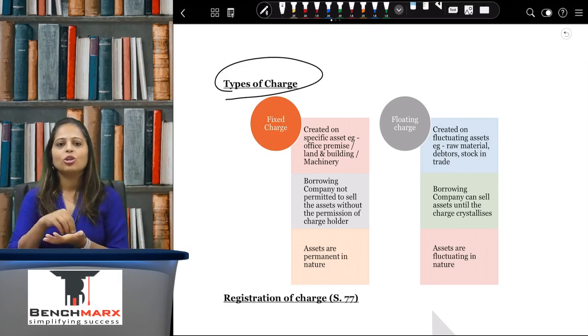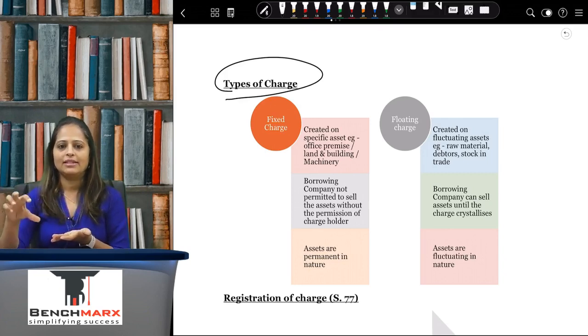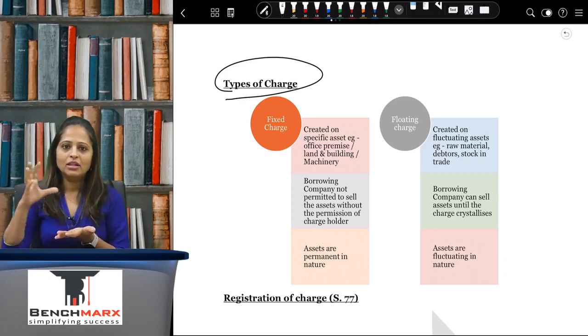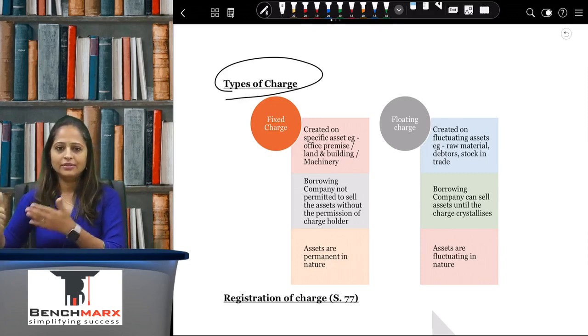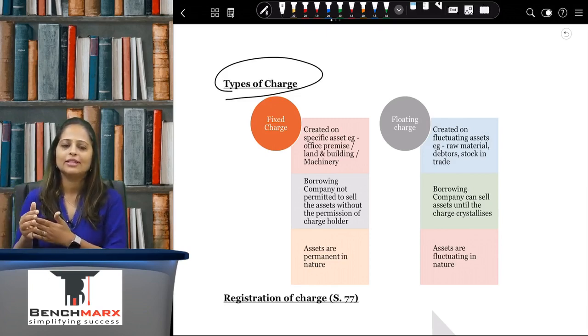Floating charge is not on a fixed asset, it's on a floating asset, like my raw material, my stock in trade, my debtors. These are continuously changing, and I am creating a charge on that particular asset, then it's called a floating charge.